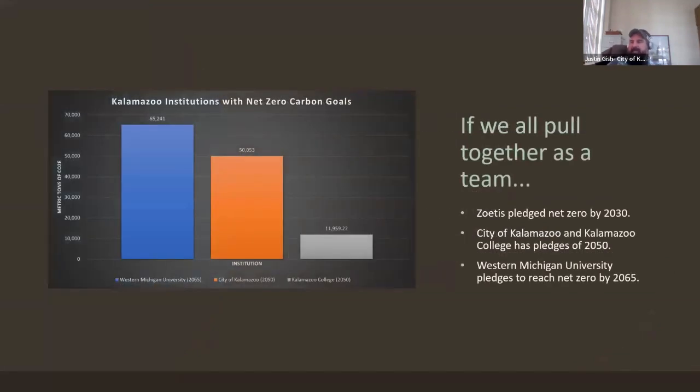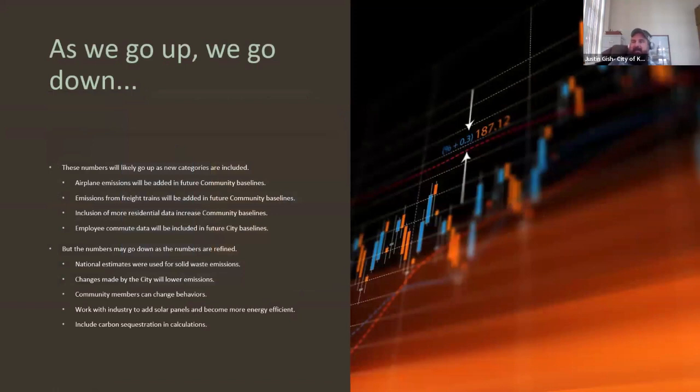All right, so if we all pull together as a team, here are the 3 institutions that I could find here in Kalamazoo with numbers that I could play with and a goal of net zero. Zoetis is in there. They pledged net zero by 2030, but I don't have any of their usage numbers, so they weren't included here, but they're leading the charge. Kalamazoo College and the City of Kalamazoo, net zero by 2050, and then Western here, 2065. Next year we'll check on these numbers and see how we're all doing. Hopefully Kalamazoo College can get there soon. They're the closest.